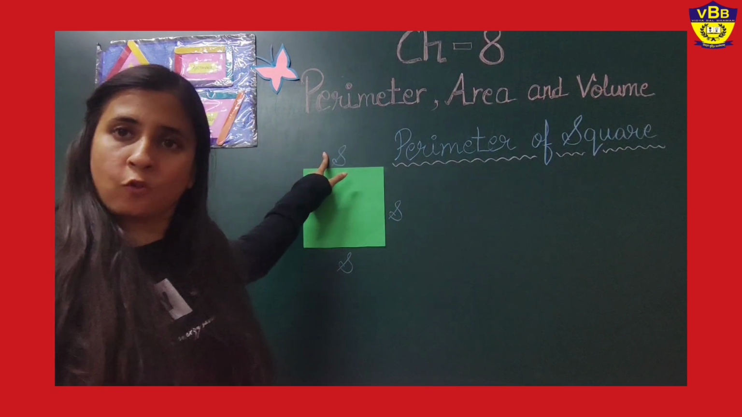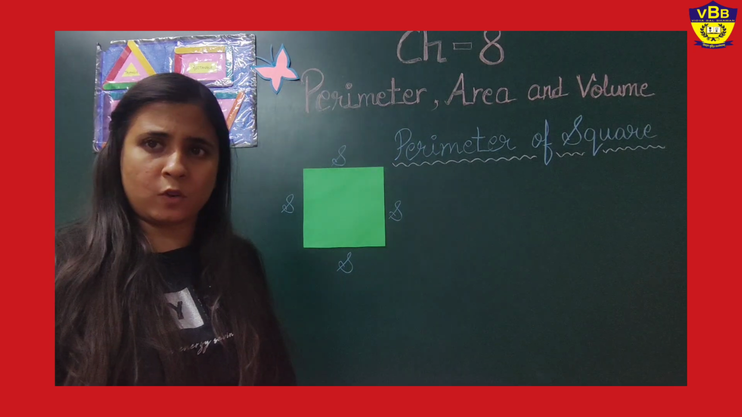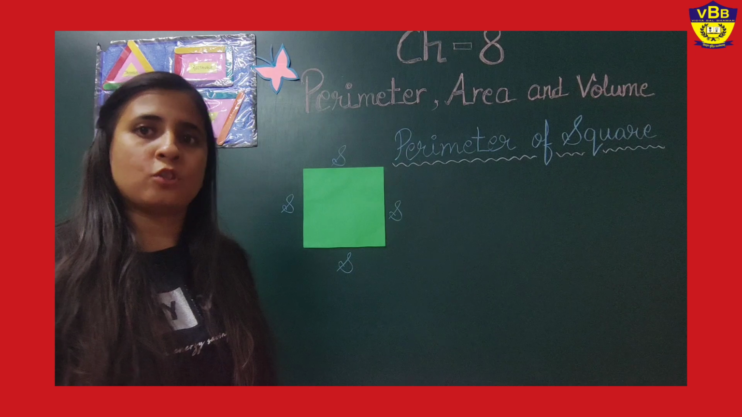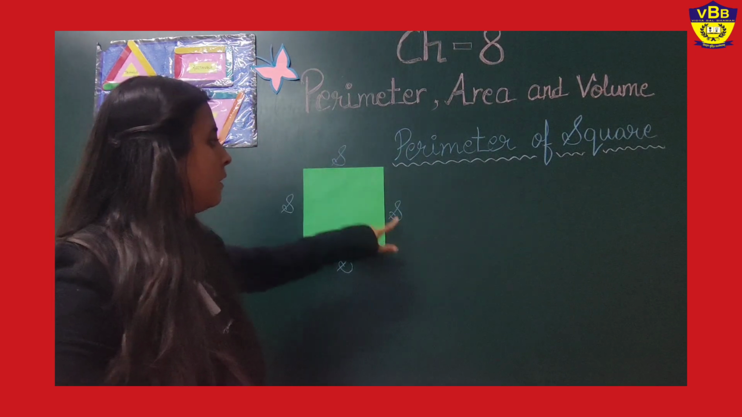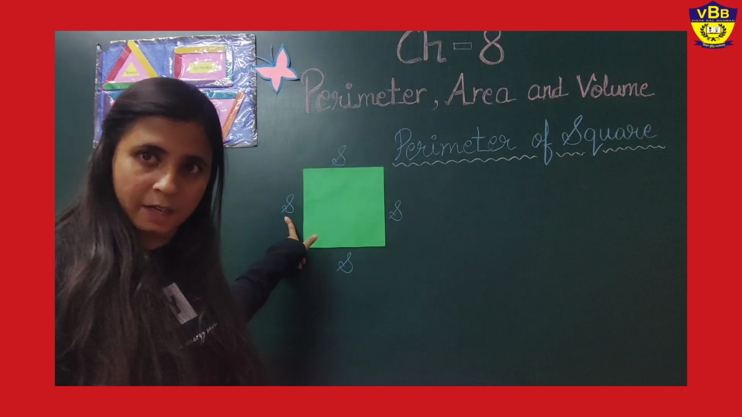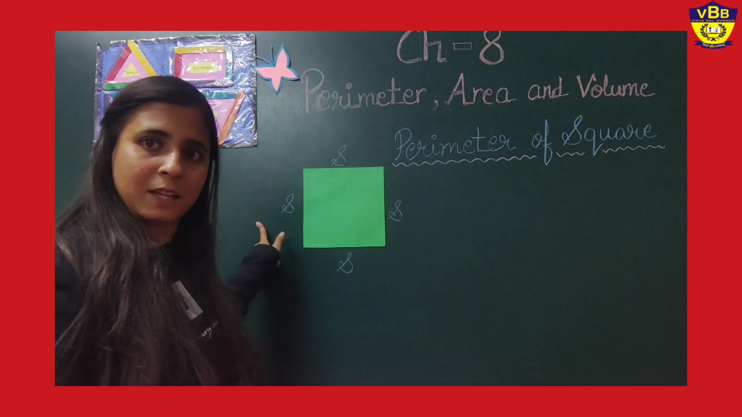It has 4 equal sides. We all have already discussed that all the 4 sides of a square are of same length. So I have written it as S, S, S and S. S means side. So we have all the 4 sides of same length in a square.